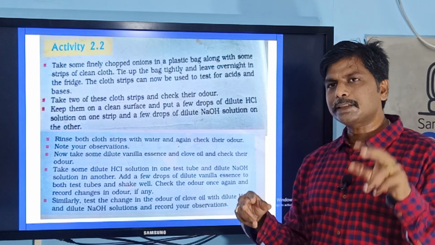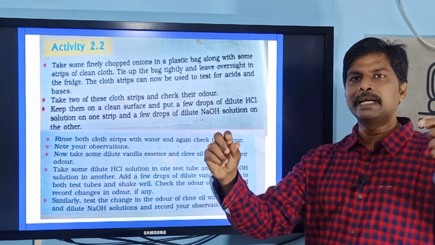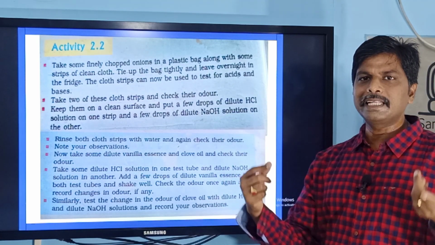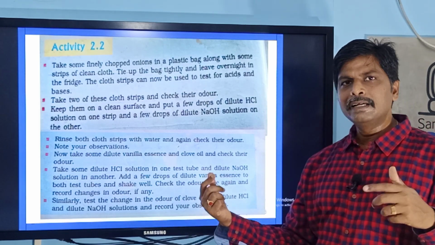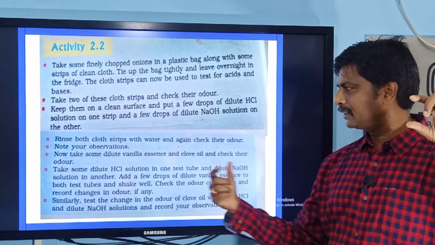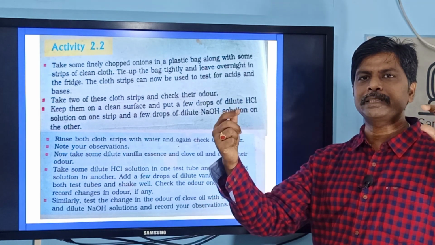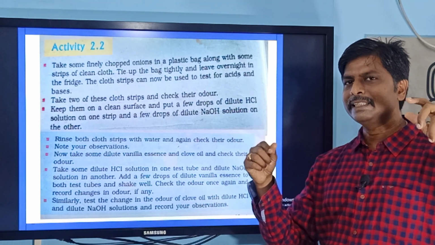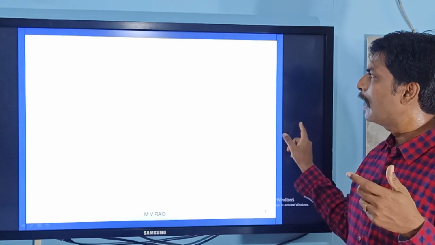Similarly, take 2 test tubes. In one test tube you take dilute HCl, in another one dilute NaOH, add clove oil and check any change in their odor. Similarly, take vanilla essence, in one test tube with HCl, another test tube with NaOH. Check if there is any change in odor. So what will you observe after this?